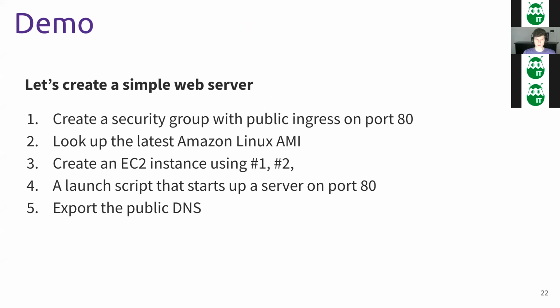So let's start out with a demo. I want to create a simple web server. That's going to involve creating a security group with public ingress on port 80, then looking up the latest Amazon Linux AMI, creating an EC2 instance using those two values, and we're just going to specify a simple launch script that sets up a server on port 80, and export that public DNS.